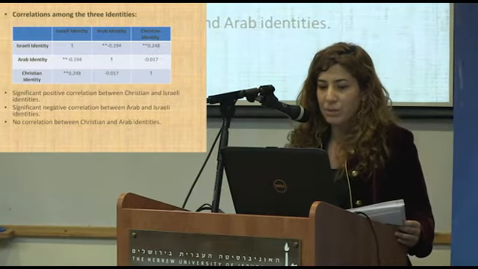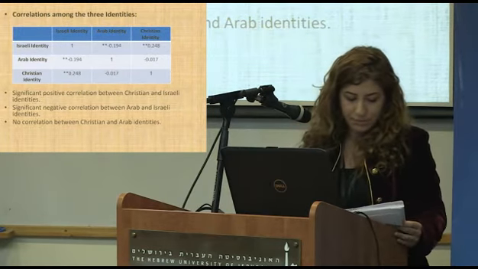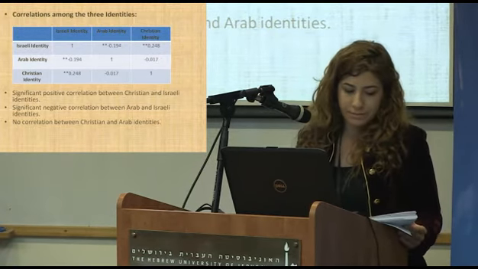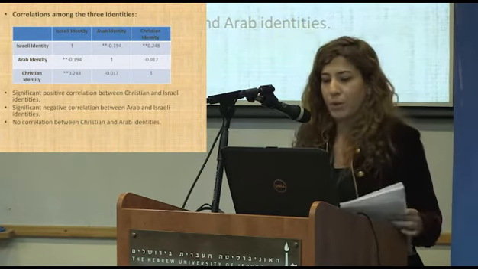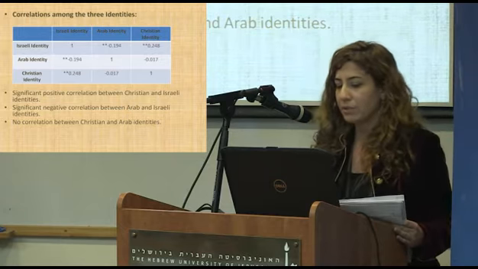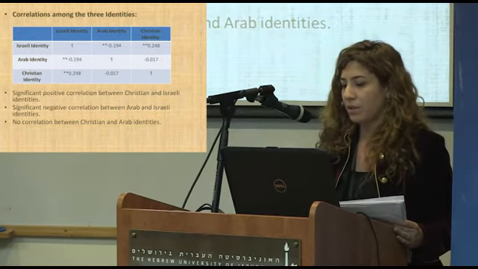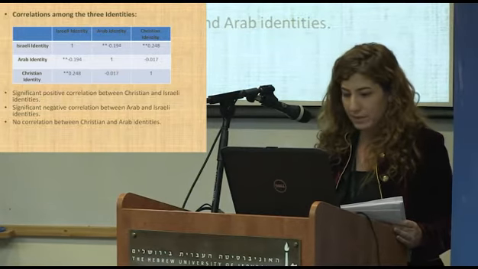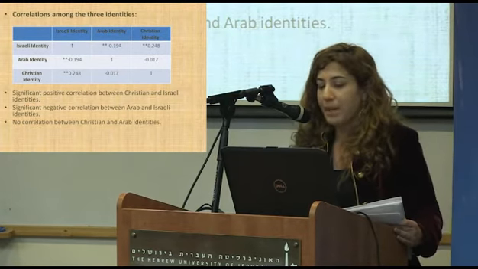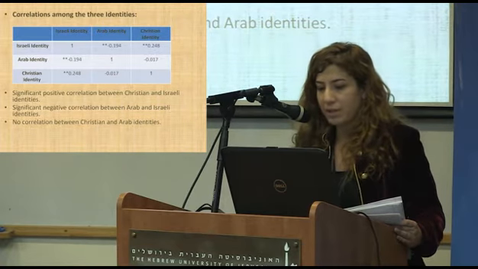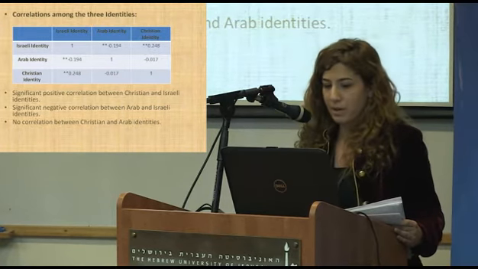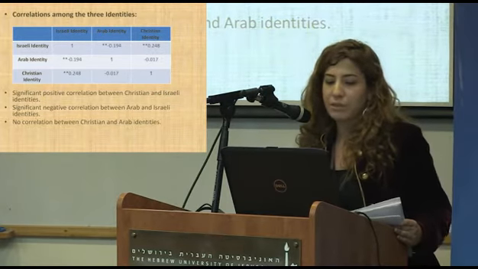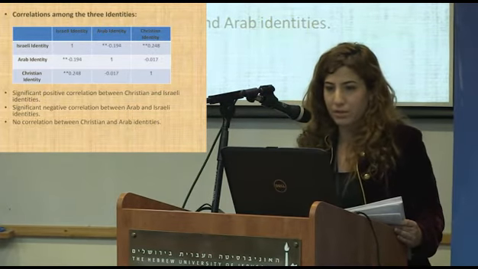The correlations among the 3 identities. As we can see, we found a positive significant correlation between the Christian identity and the Israeli identity, and a negative, even if weak, but negative significant correlation between the Arab identity and Israeli identity, and no significant correlation between the Arab identity and the Christian identity.